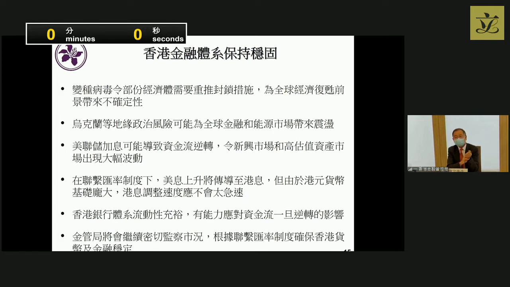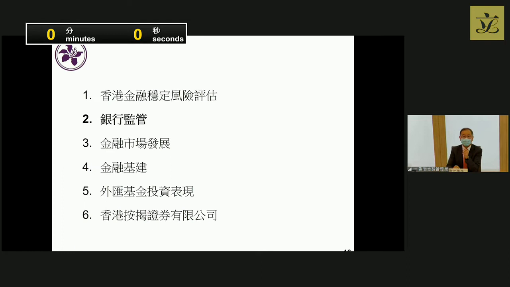There may be unexpected developments causing market fluctuations. Still, we are resilient. We are highly liquid, and even if there is unexpected capital flow, we will be resilient enough to cope with it. I'll defer to Arthur to briefly preview the work of the HKMA.